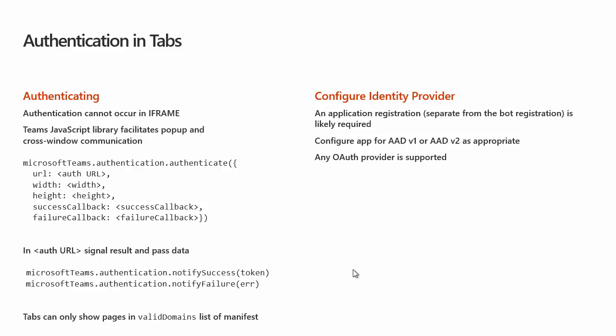At the very bottom, you'll notice it says tabs can only show pages that are in the valid domains list of the manifest, which means you have to list all those domains in the valid domains in the manifest. You also have to configure your identity provider as necessary. You should do an application registration, again, separate from the bot registration is recommended. Configure your app permissions and information as necessary, including the redirect URLs.